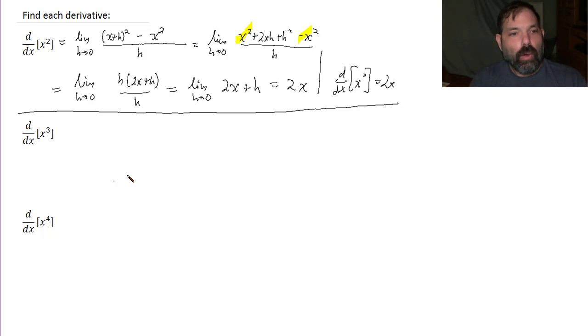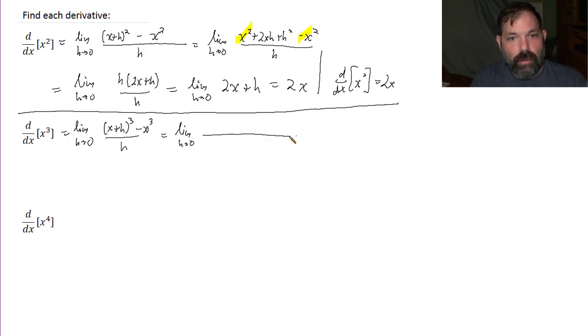Good thing to know. What about x cubed? Well, we go through the same process. We would have the limit with h approaching 0 of x plus h cubed minus x cubed over h. We expand, expanding the binomial cubed. I've talked about this in the past. There's a pattern to this. That's x cubed plus 3x squared h plus 3xh squared plus h cubed, minus x cubed, over h.